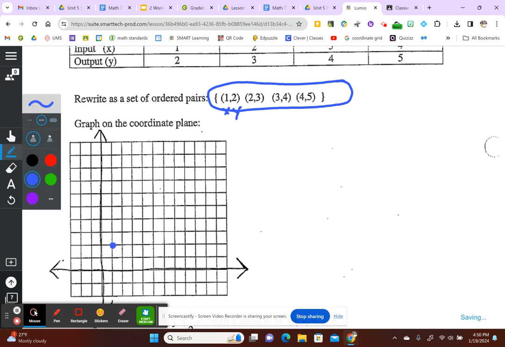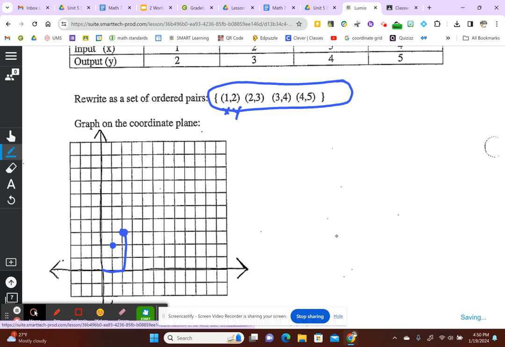Okay. Then for 2, 3, I go over 2, up 3, put a point there. For 3, 4, I go over 3, up 4, put a point there. And for 4, 5, I go over 4, up 5, and put a point there. Now I'm going to erase all this.